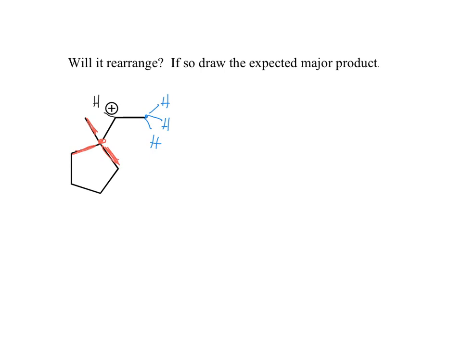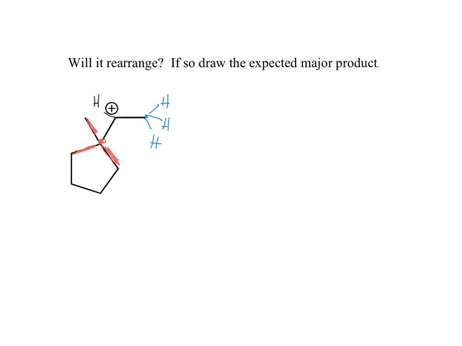Okay, now what could we move? Should we move one of the blue H's? No, why not? It will give us a primary. The blue is a primary. If you move that, you get a primary carbocation, which is worse. You want to move one from the other side.